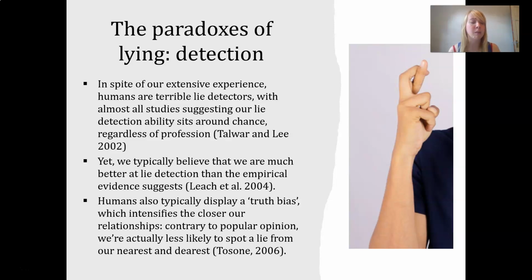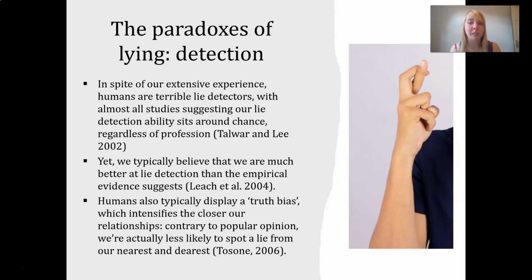And this, I think, is really interesting when you look at the paradoxes of lying in terms of our ability to detect it, because all of the research is very clear that humans are absolutely terrible lie detectors. Regardless of profession, so even people who work in jobs where being able to detect lying is really important, things like judges, police officers, social workers, all the studies suggest that their ability to detect lies sits around chance. So they do about as well when they're trying to detect whether or not people are lying as they would do if they were guessing.